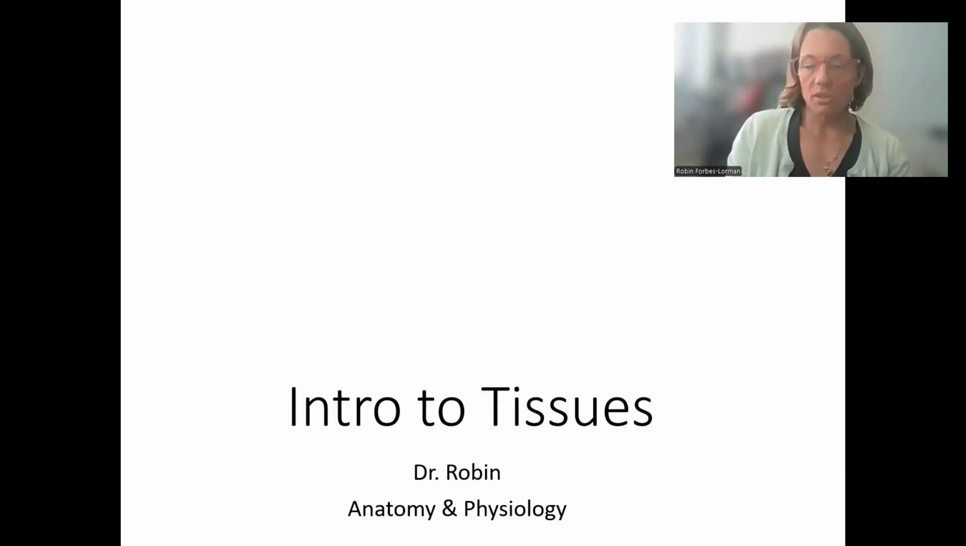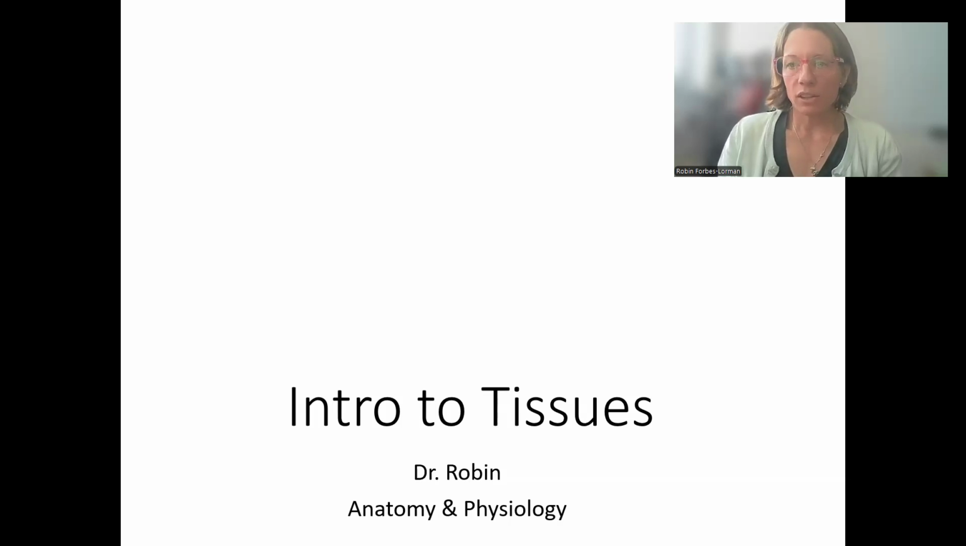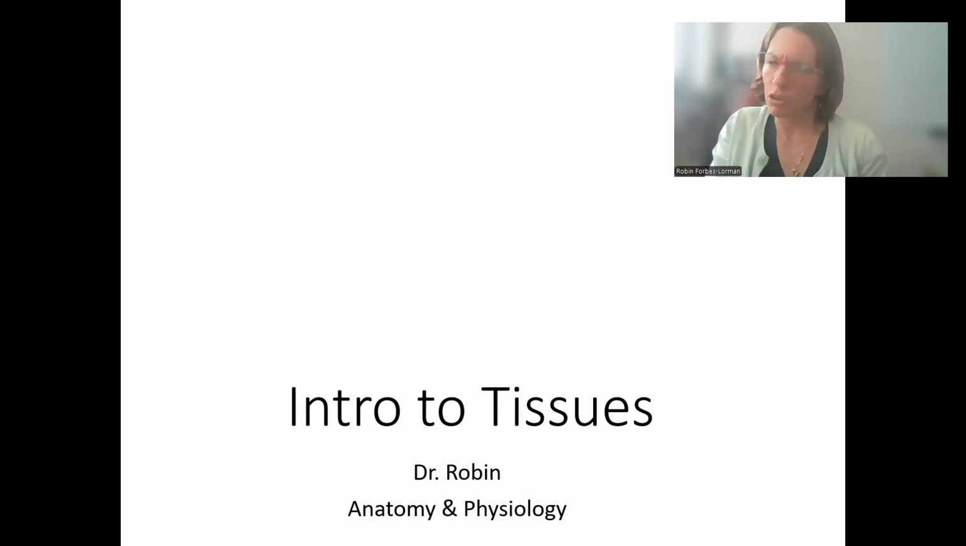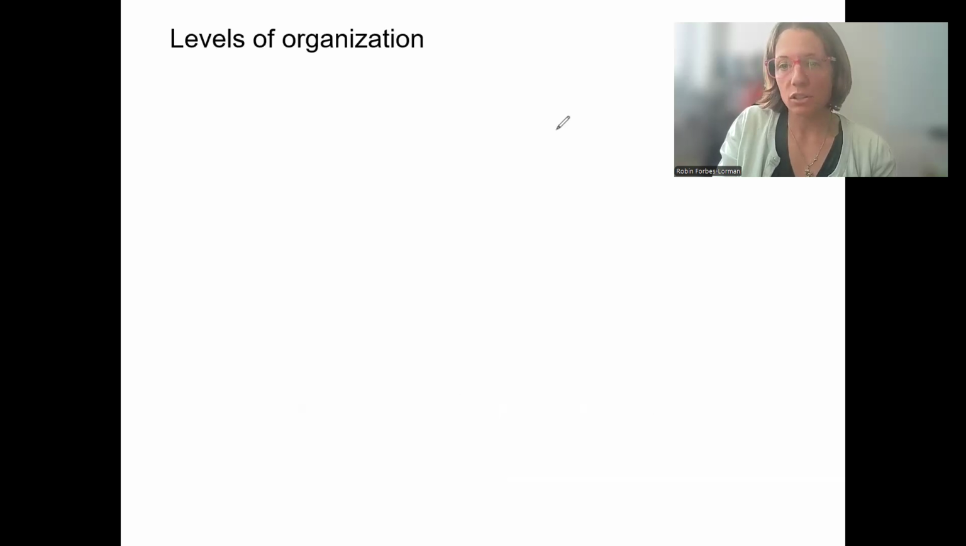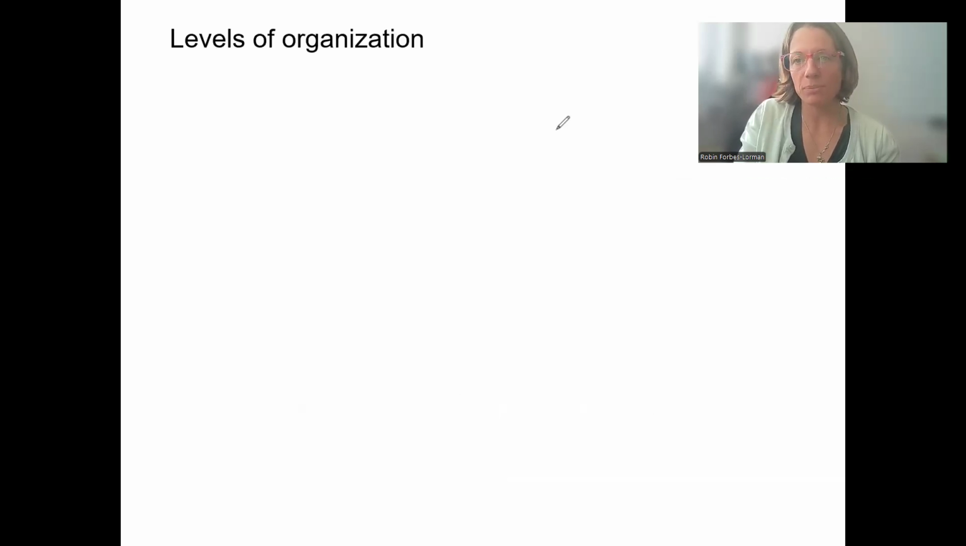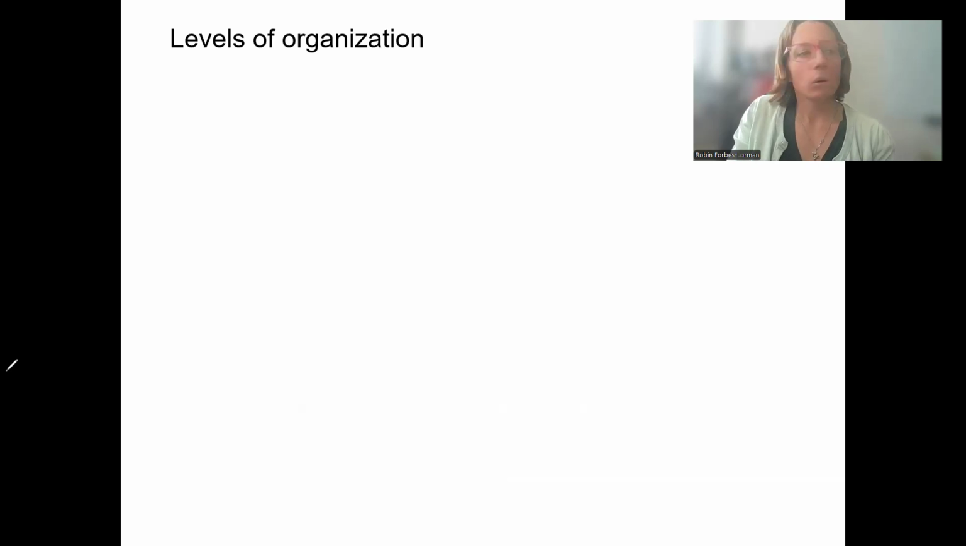So, tissues, a whole chapter and a unit on the four main tissue types. And of course, we'll see detail on each of those. Let's first remind ourselves what tissues are and how they fit into these levels of organization we talked about early in the semester. So we didn't talk a whole lot, but we have seen quite a bit about atoms. So this is the smallest level of organization.